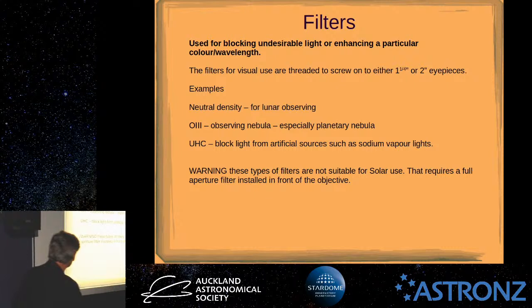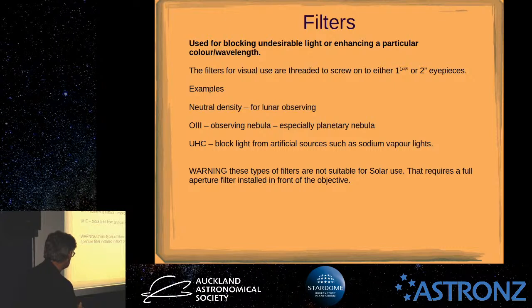Okay. One other thing that we use are filters, and for example, I'm sure most of you have looked at the moon through a telescope, and it's really, really bright, and it's actually dazzling your eyes. So what's quite common is to use a neutral density filter. It's just a bit of optical glass that blocks a certain percentage of the light out, and will screw onto the eyepiece barrel usually.